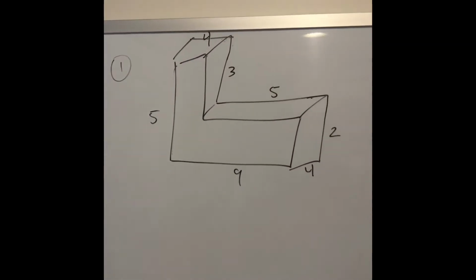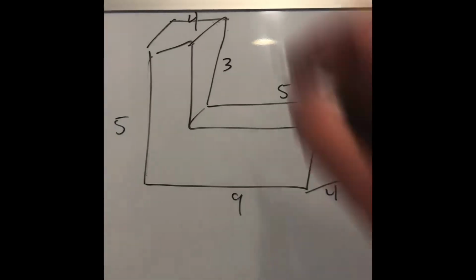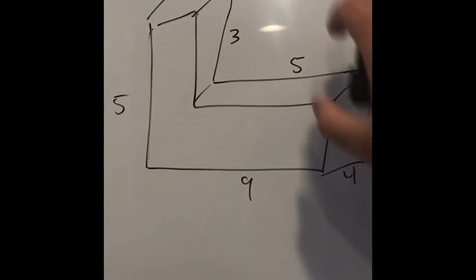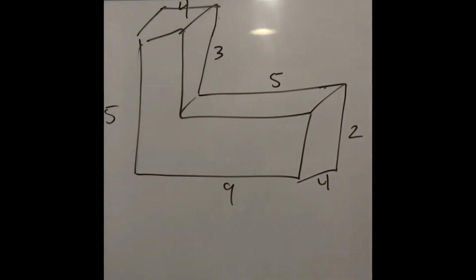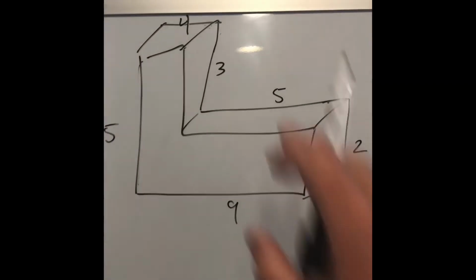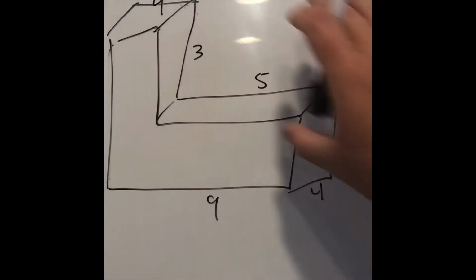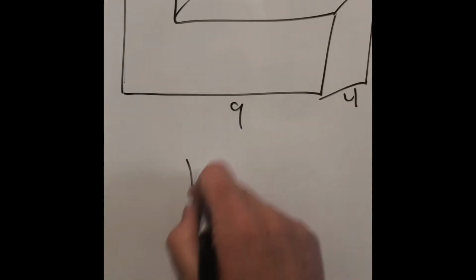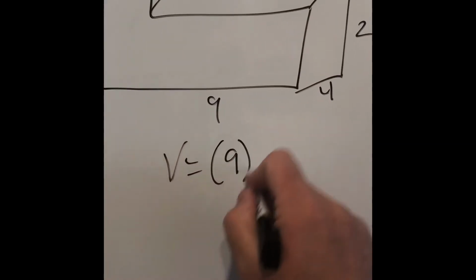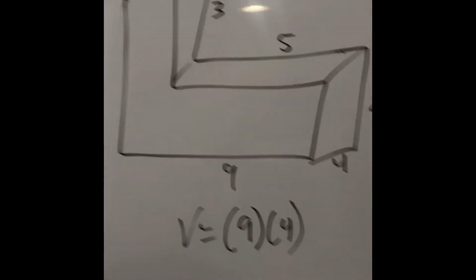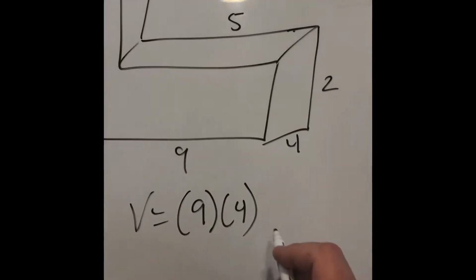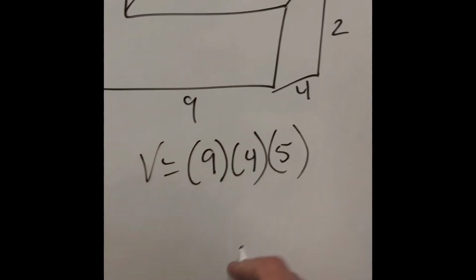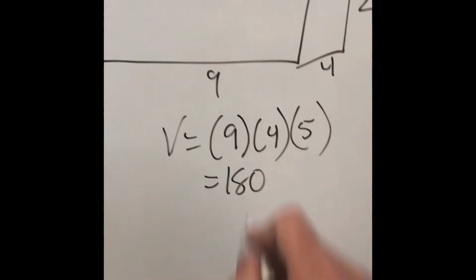For this first one, this looks like a big giant rectangular box that had a chunk taken out. So what we want to do is figure out what the volume would be if this were a complete entire box without this missing piece right here. So the volume would be the area of the base, which is 9 times 4, times the height of the figure, which is 5. When we multiply that, that's 180.